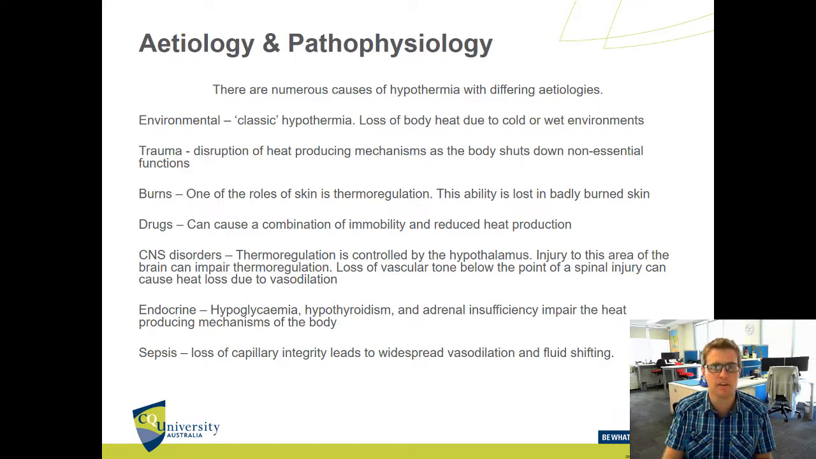But you'd remember from when we've done the triad of death in multi-system trauma. In trauma, people start to get cool, and we need to correct that hypothermia as well. Burns, your skin loses its ability to vasoconstrict and thermoregulate, and will just passively lose heat. Some drugs can cause a decreased heat production as well, things like beta blockers, and any sort of brain damage that affects the hypothalamus, which is what determines your core body temperature. For example, strokes can also cause hypothermia as well.